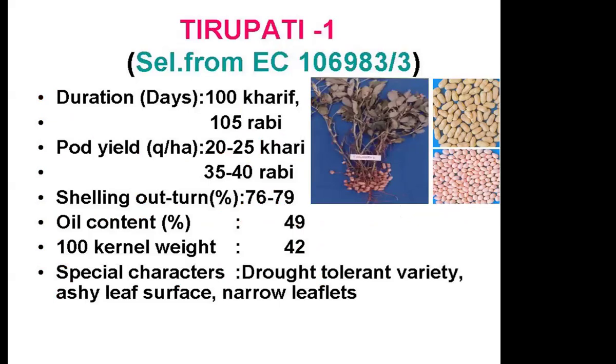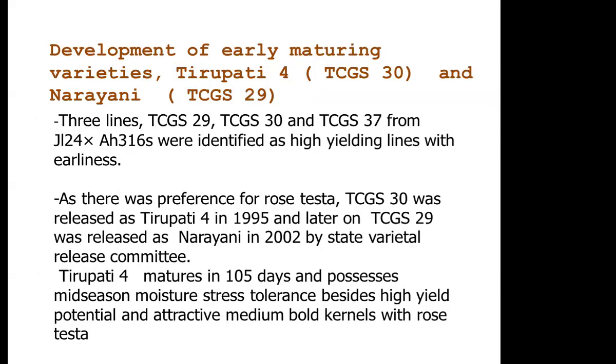Pods are almost of similar size to TMV2, but it has a very high shelling out turn of almost 79%. The testa is also very attractive. It has an ashy leaf coat. At that time itself, our predecessors were very keen and selected that kind of genotype. Leaflets are also narrow. In TMV2 and JL24 they are very broad, but in this one they are very narrow.